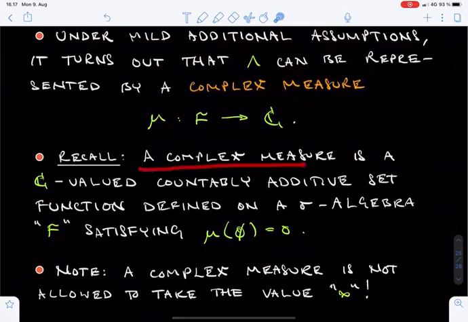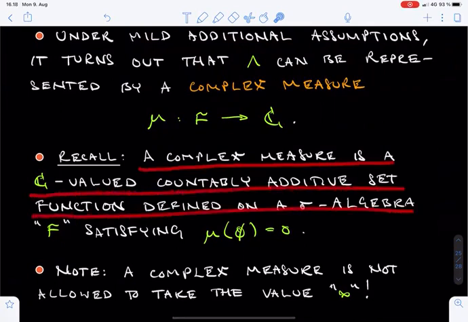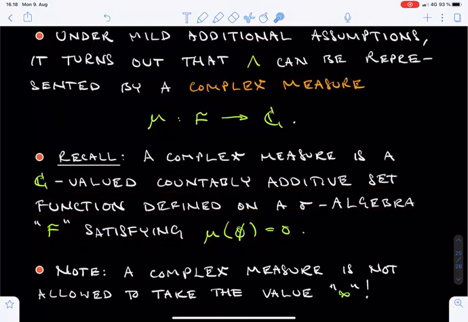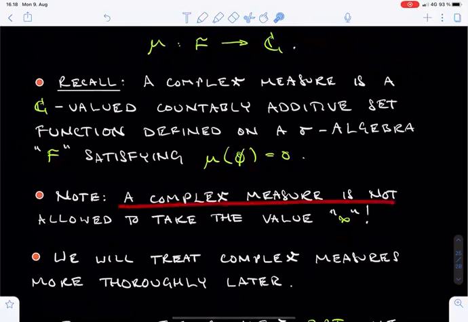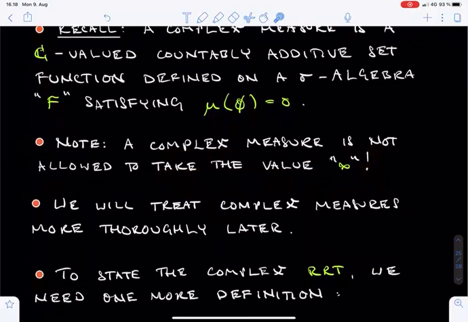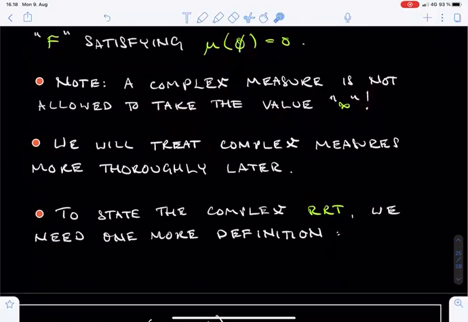By definition, these were complex-valued set functions defined on some sigma algebra F, which are countably additive on disjoint sets, and assign the value 0 to the empty set. It is worth emphasizing separately that a complex measure is not allowed to take the value infinity. Complex measures will be discussed more in depth in later lectures.